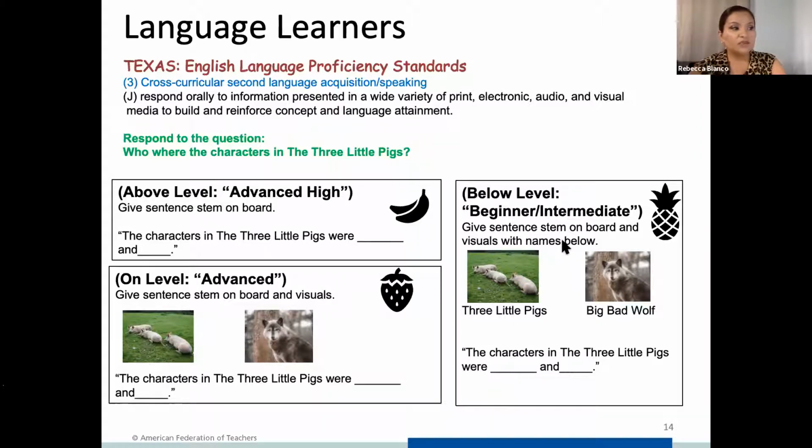Now, somebody who is a beginner or intermediate, or somebody who might be below level, and we have our pineapple group here, it says, give sentence stem on the board and visuals with the name. So they might not be able to even come up with the actual names, but they might be able to say, hey, I remember when I saw that. And you have the visual aid plus the words, those are the prompts that would help them to fill in the blanks. The characters in the Three Little Pigs were Three Little Pigs and the Big Bad Wolf, okay?